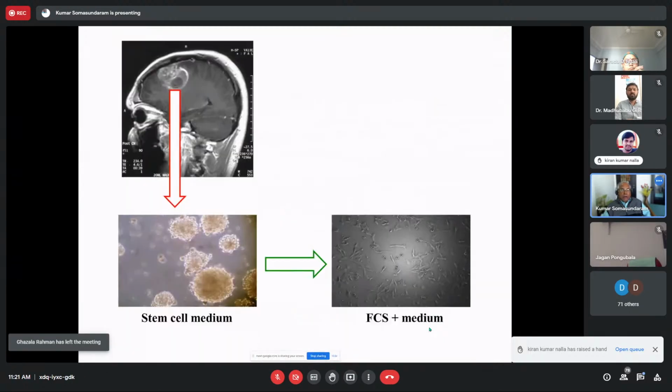So now in my lab, we actually get freshly resected glioma samples and we try to grow them as stem cells in the form of neurospheres.